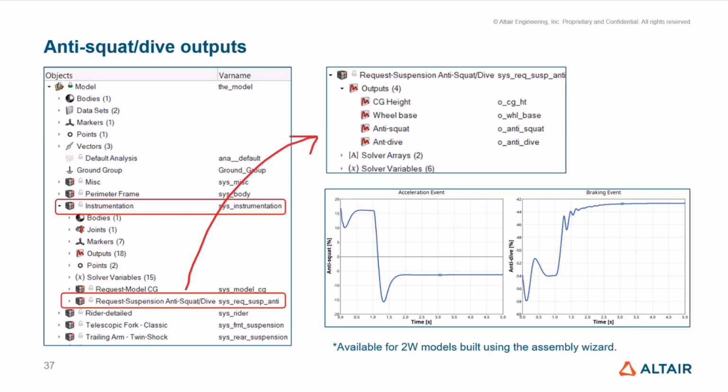These outputs have been included in the instrumentation system of two-wheeler libraries. And along with that, you can now also plot dynamic CG height of the model and the wheelbase.